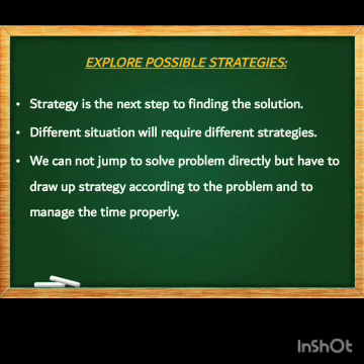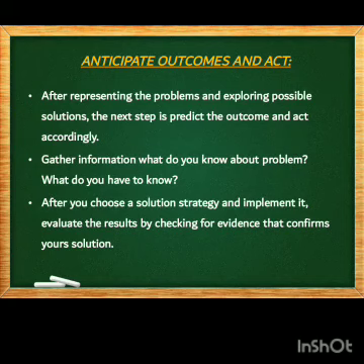And then we have a third step. We will move toward the third step, that is explore possible strategies. This step we are leaving here because we will discuss it after completion of these steps. Anticipate outcomes and act. After representing the problem and exploring possible solutions, the next step is to predict the outcomes and act accordingly. Here you predict the result, and acting on that will be the outcome.